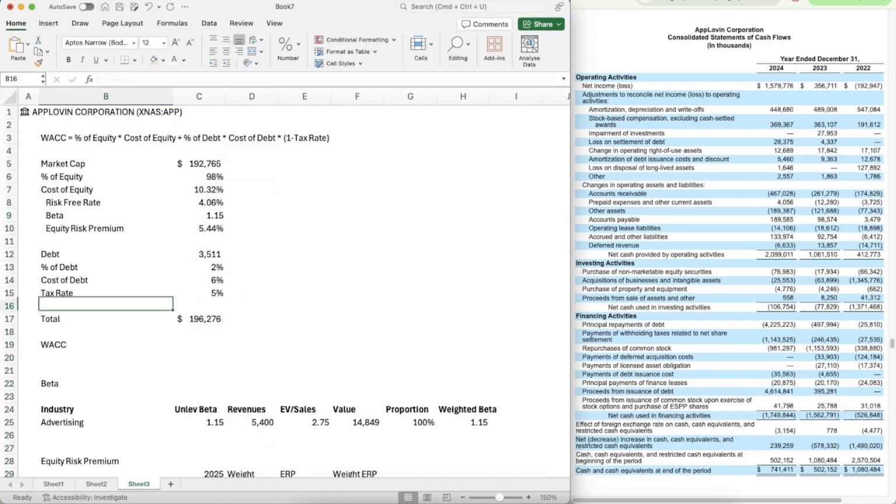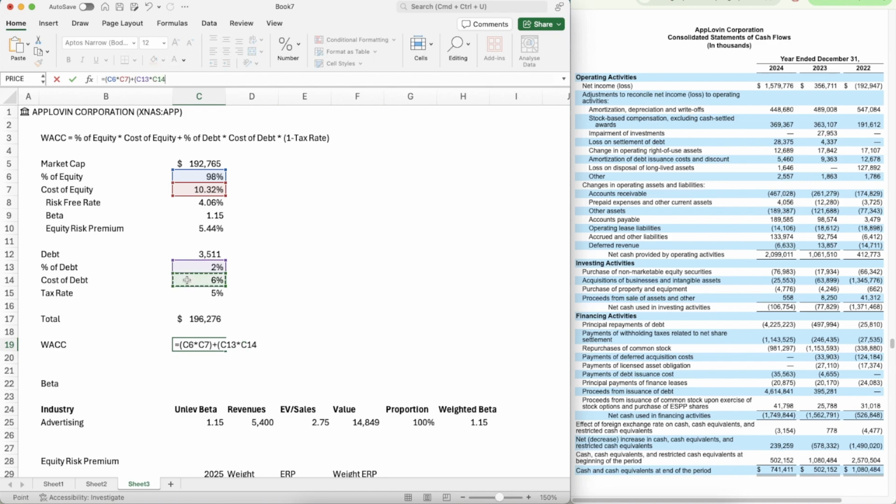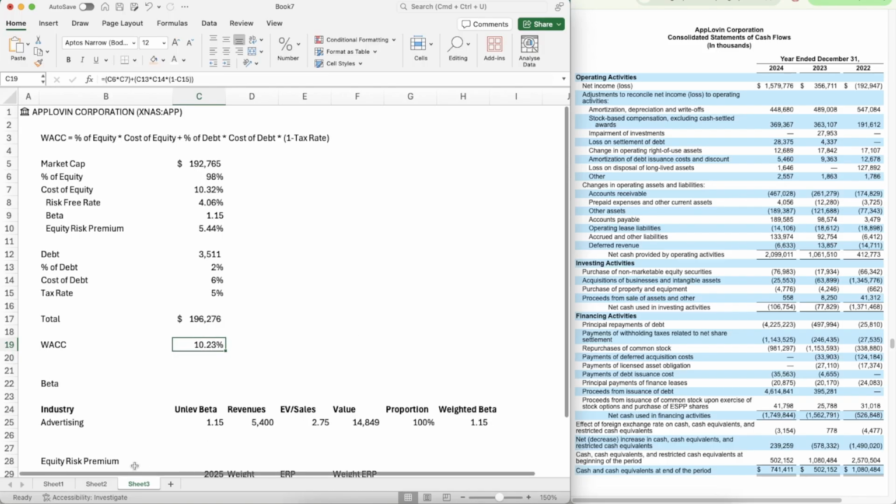Okay, we're ready to do this bit now, the WACC. So we want your, let's put it in brackets, percentage of equity multiplied by your cost of equity plus your percentage of debt multiplied by your cost of debt multiplied by 1 minus your tax rate, and double bracket at the end because we put the tax rate in brackets, and there we have it. Just format 10.23% for the WACC.